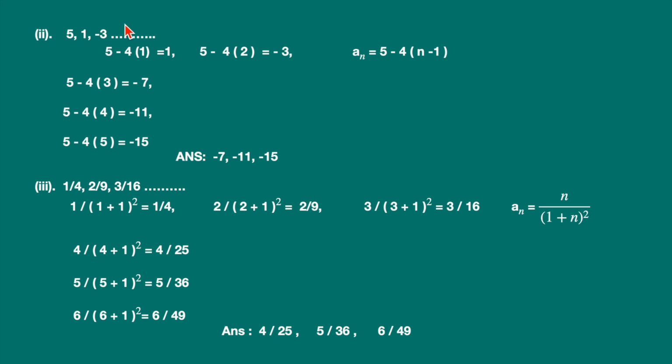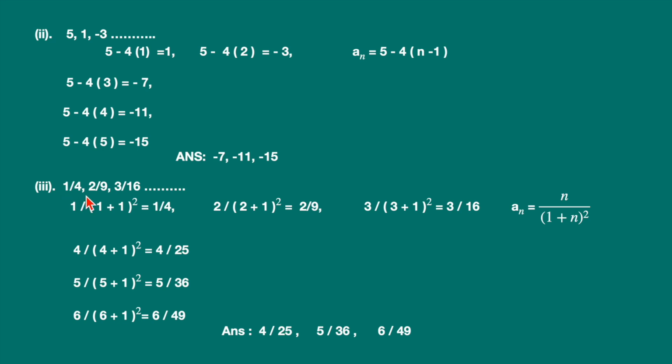Now let us find the fourth term. We want the fourth, fifth and sixth. Okay, fourth term, put n is equal to 4. 4 minus 1 is 3. Okay, so here it is. You simplify it, you get minus 7. Similarly, for the fifth term, put n is equal to 5. Simplify this, you get minus 11. Put here n is equal to 6. Simplify it, you get minus 15. So the next three terms are minus 7, minus 11, minus 15. Okay, let's go to the next sum.